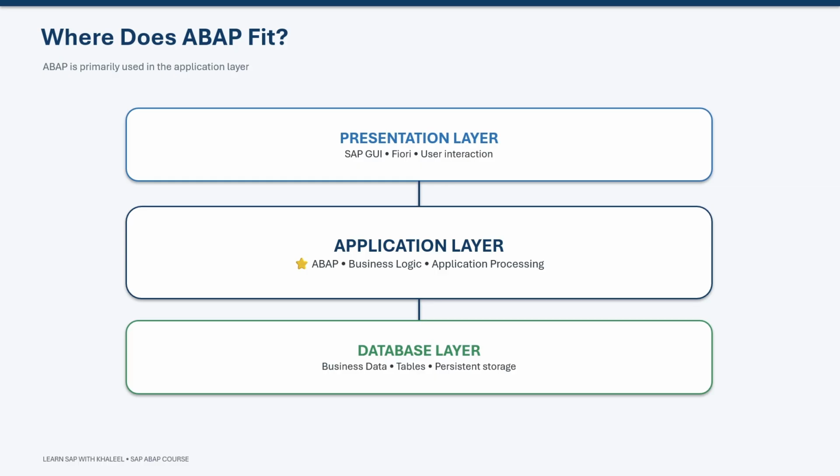For example, imagine a user wants to see a sales report. The user interacts with SAP. The request reaches the application layer. ABAP logic may process that request and retrieve the required information from the database. Then the result is returned to the user. This is the basic relationship between ABAP and SAP architecture.